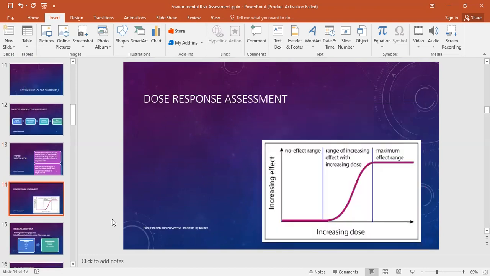The second one is dose response assessment. In a dose response assessment, there is a graphical representation. In this zone, there is a no effect range. When you increase the dose, a range of increasing effect with increasing dose is seen. And then there is a stage where a maximum effect range is shown for any hazard to the environment.